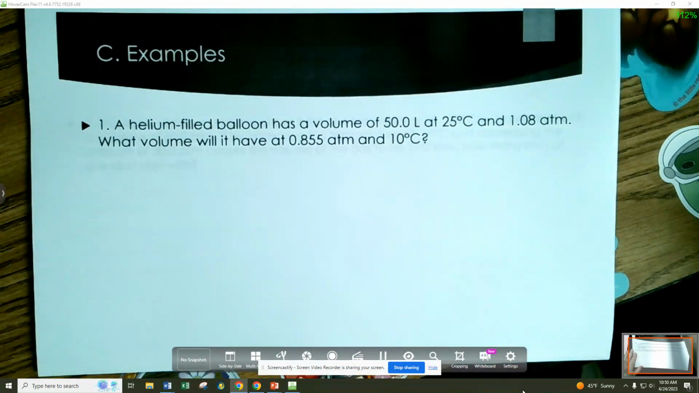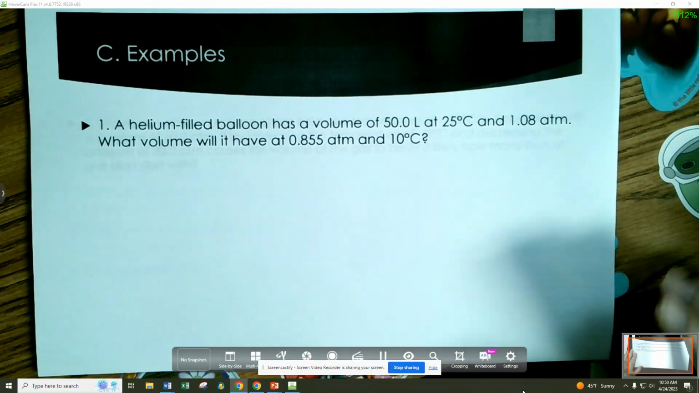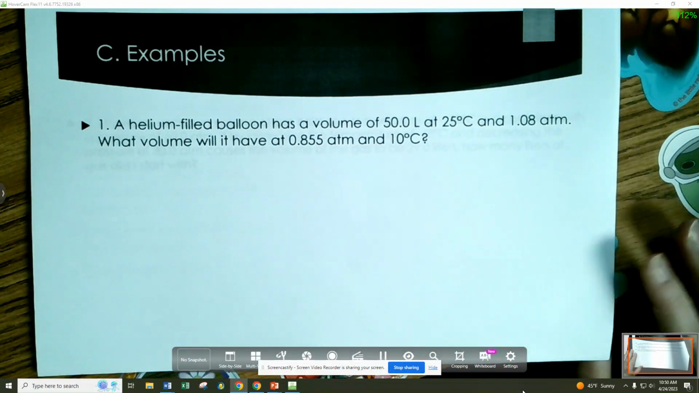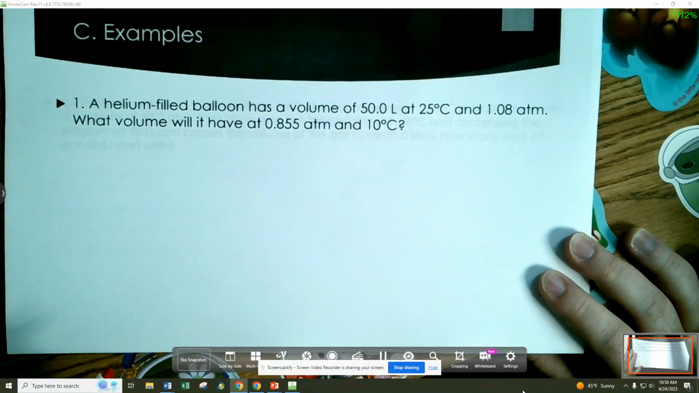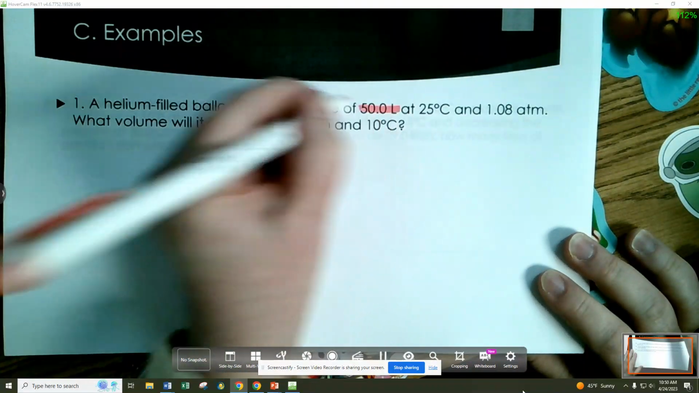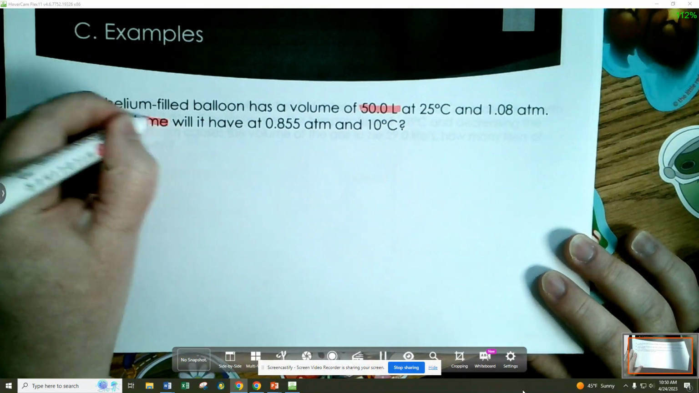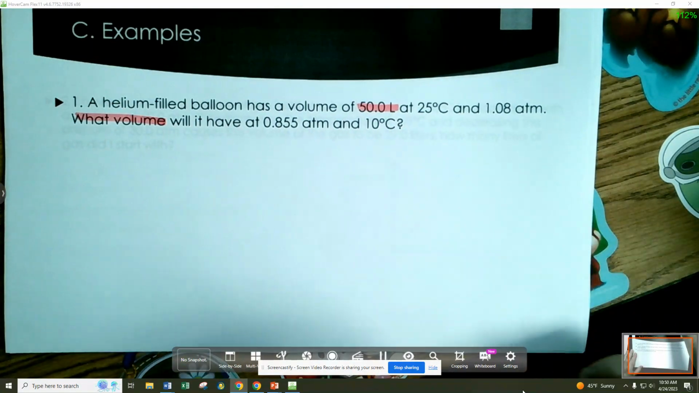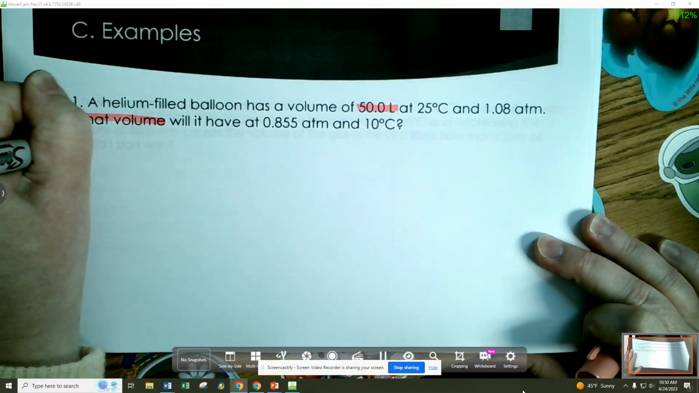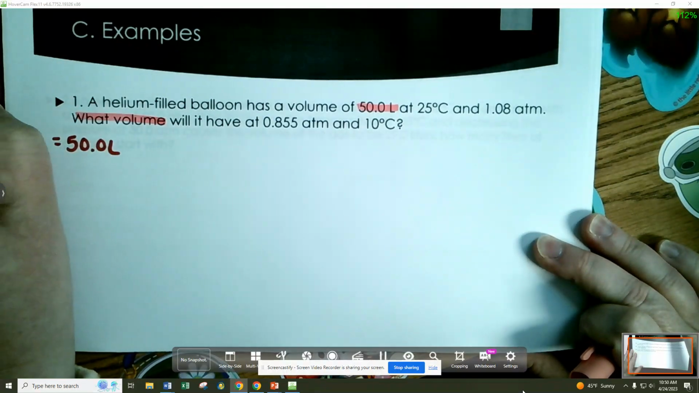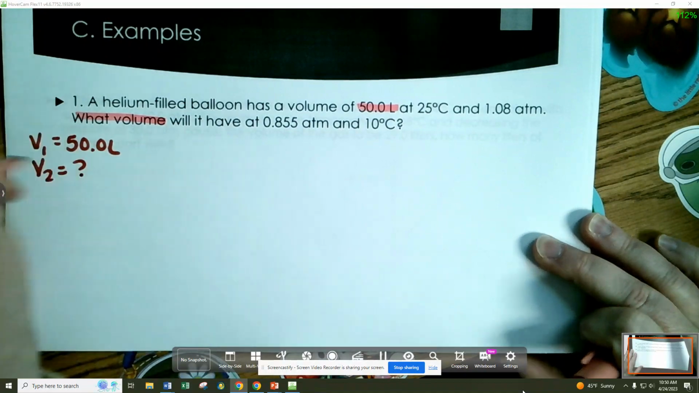Okay. So in this first setup, we have a helium-filled balloon. It has a volume of 50 liters at 25 Celsius and 1.08 atm. What volume will it have at 0.855 atm and 10 degrees Celsius? So again, the big thing here is recognizing units. Liters, I know, measures volume, and it's asking for what volume will it have. Therefore, my initial V1 is the 50 liters, and V2 is my question mark, what I'm solving for.